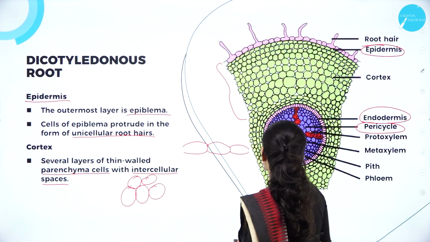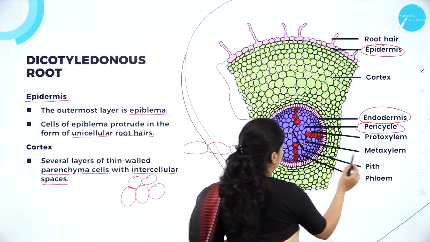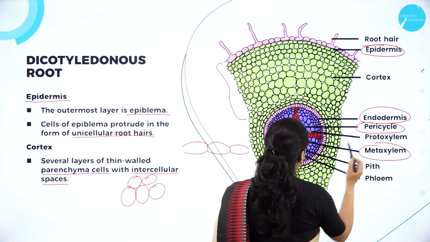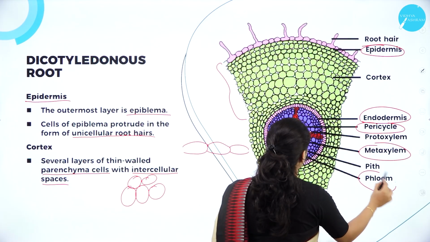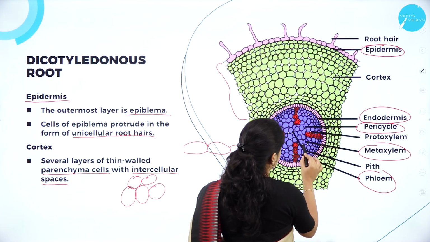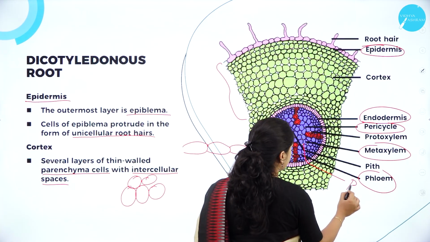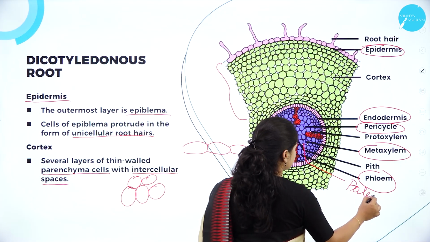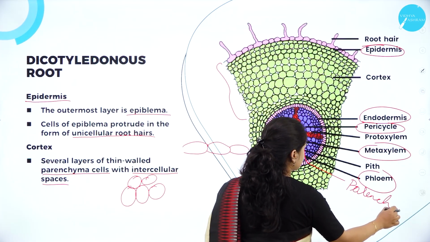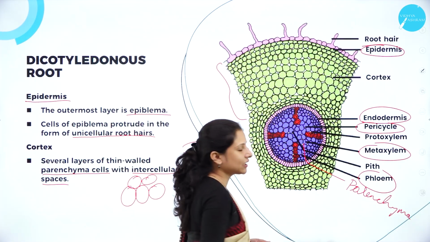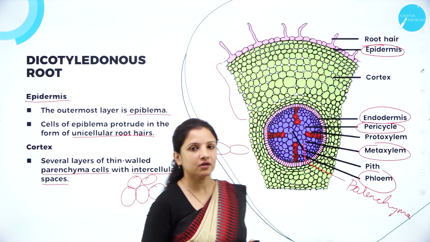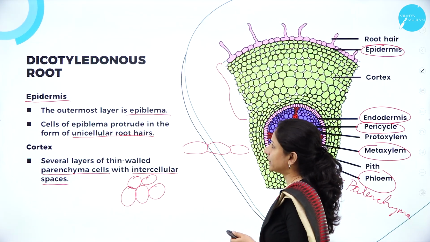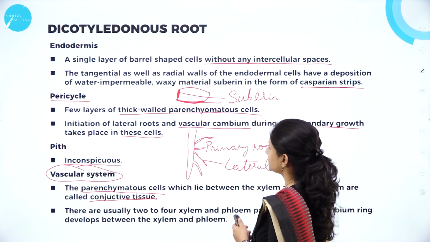If you look at this diagram, we have the metaxylem, that is the xylem elements, and then comes the phloem. Between the xylem and the phloem we can find a layer of parenchyma cells, which are called the conjunctive tissue. So that is one of the characteristic features of the dicotyledonous root.